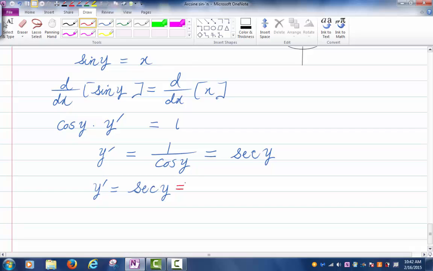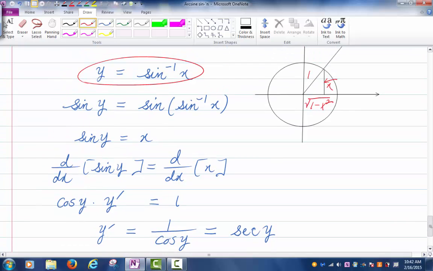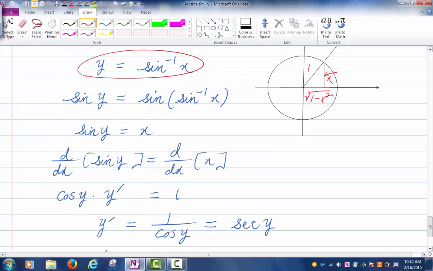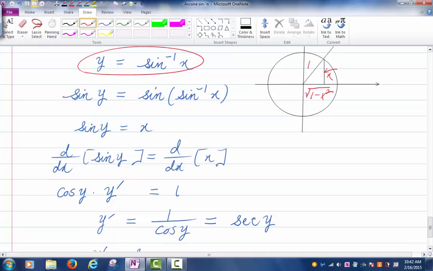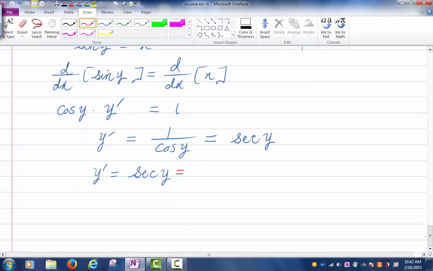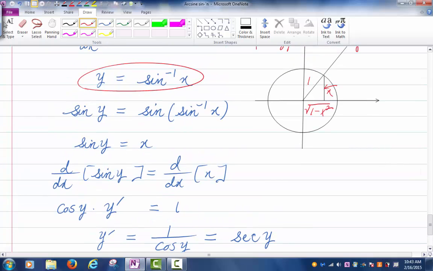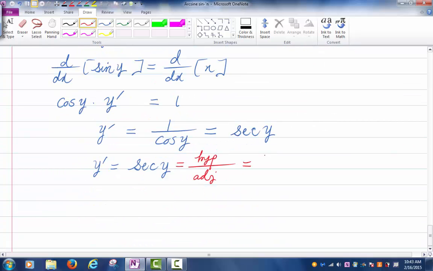Secant of y would be, secant means the opposite of cosine, which means it's hypotenuse over adjacent. So it is the hypotenuse over the adjacent, because it's the opposite of cosine. And that's exactly, in our picture, 1 over the root of 1 minus x squared.